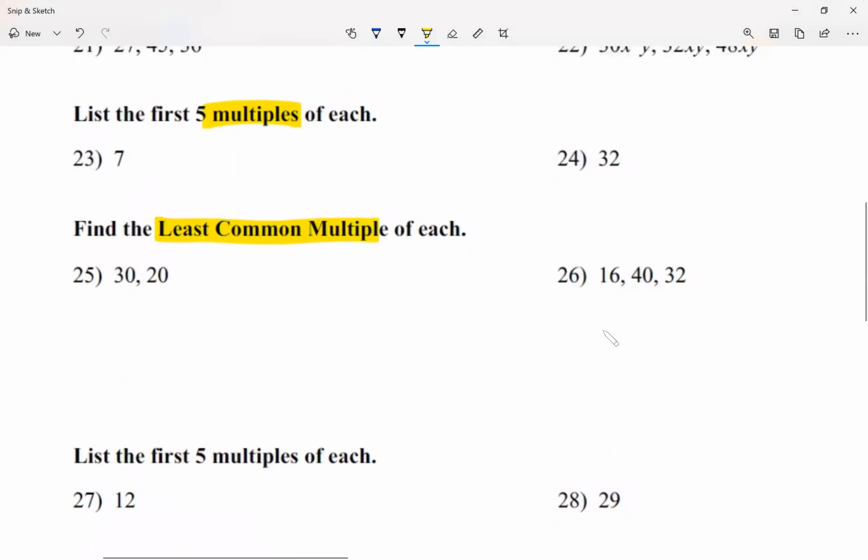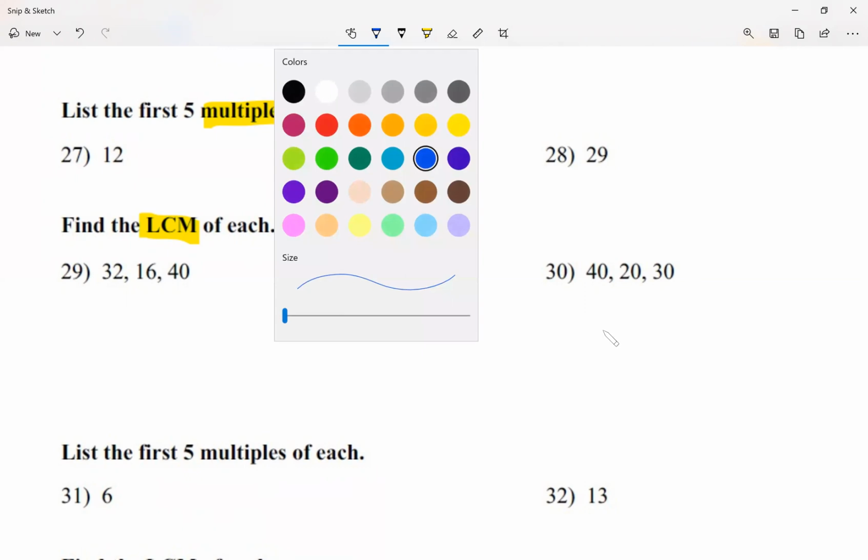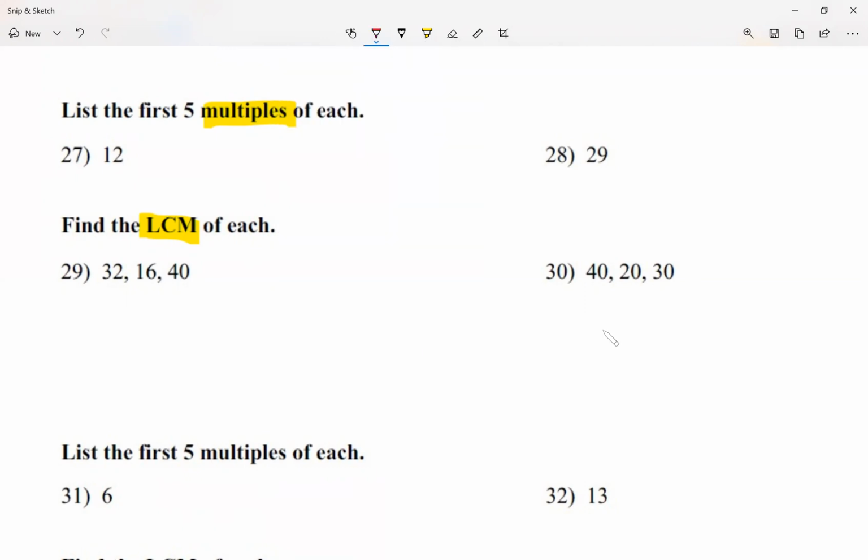Now for today, 27 through 30, we're going to start with multiples, but then I'm going to ask you to find the LCM. To be honest, LCM is the abbreviation for least common multiple. So pretty much you guessed it. It's the same thing we did yesterday. So let's take a look in case we didn't quite get it yesterday. We're going to do it again.